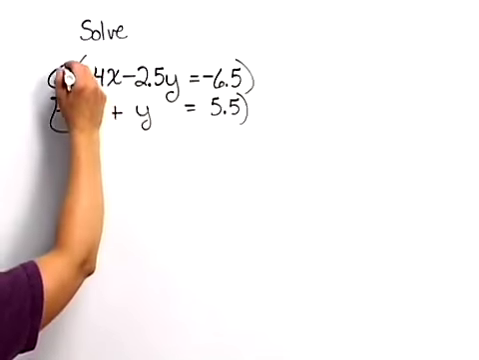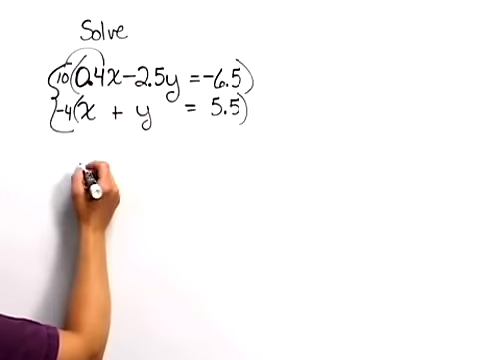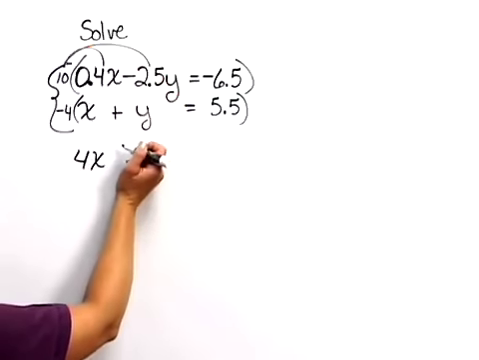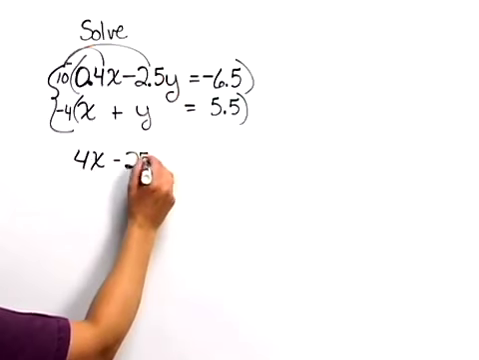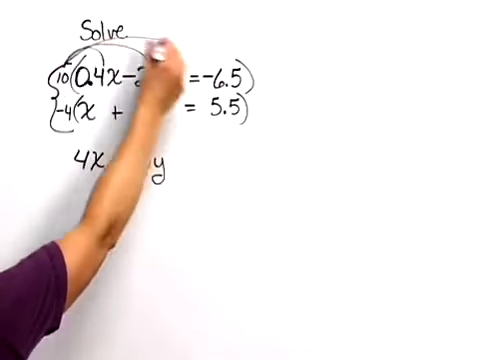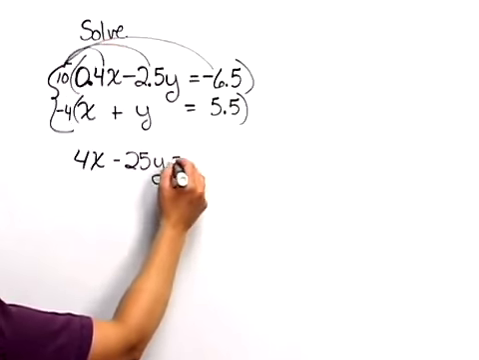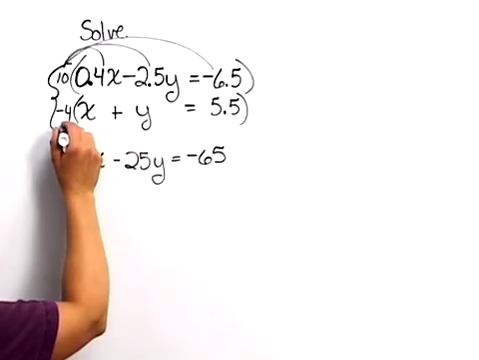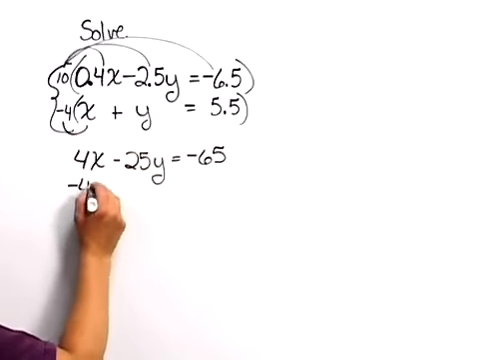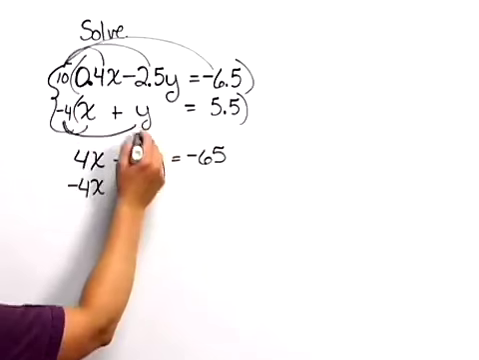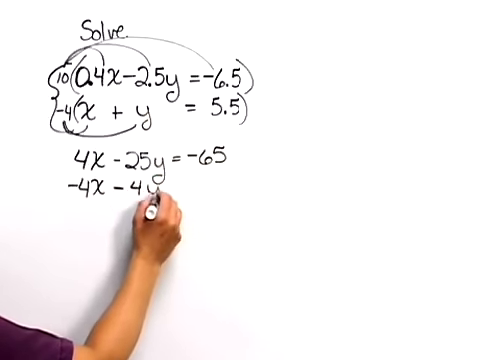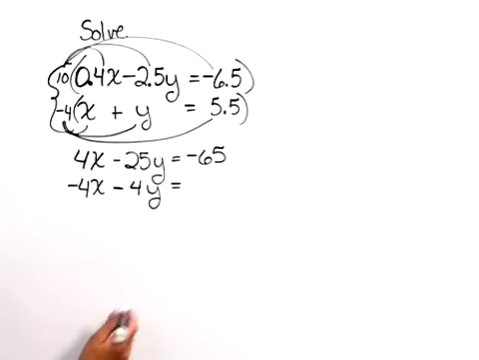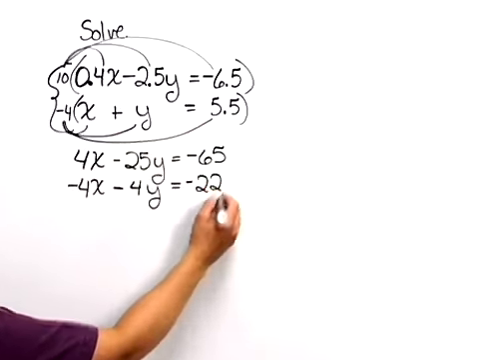Distributing the 10 through, we get 10 times 0.4x, which is 4x, and then 10 times the negative 2.5y, which is negative 25y, and then 10 times negative 6.5, which is negative 65. Now distributing our negative 4. Negative 4 times x is negative 4x. Negative 4 times y is negative 4y. And that equals negative 4 times 5.5, which is negative 22.